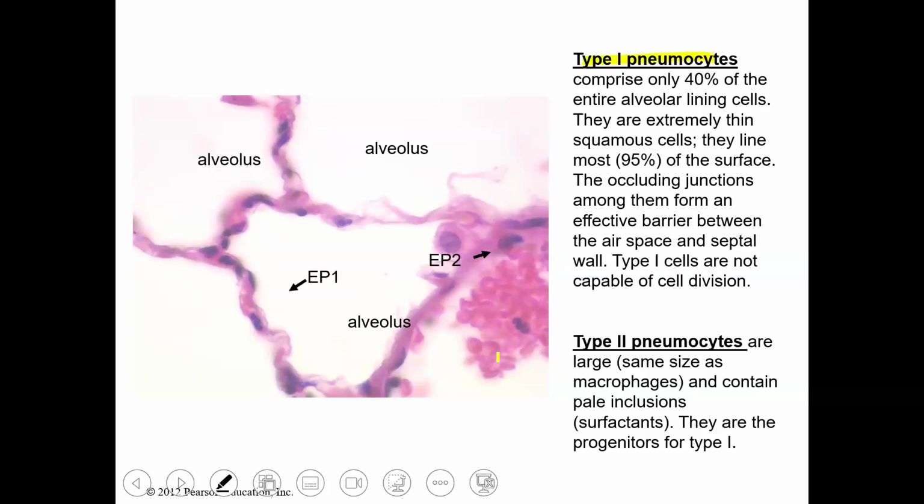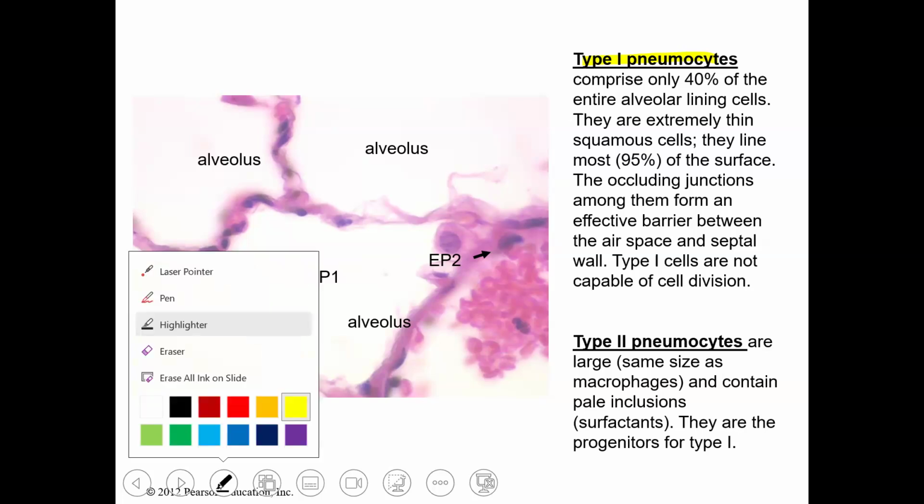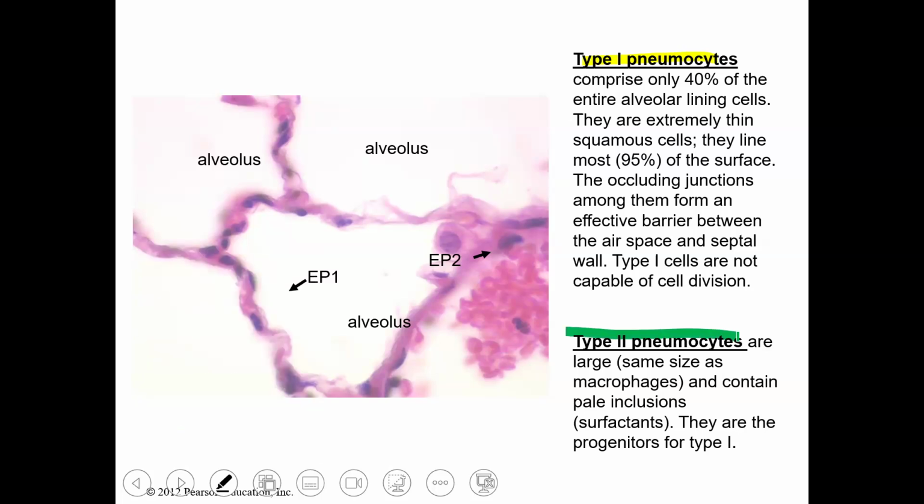So type 1 comprise only 40% of the entire alveolar lining cells. They're extremely thin squamous cells. They line 95% of the surface. The occluding junctions among them form an effective barrier between the airspace and the septal wall, or the wall that's separating. Our type 1 cells are not capable of cell division. Now our type 2 pneumocytes are large, same size as our macrophages, big eaters, and contain pale inclusions or surfactants, and they're the progenitors for the type 1.